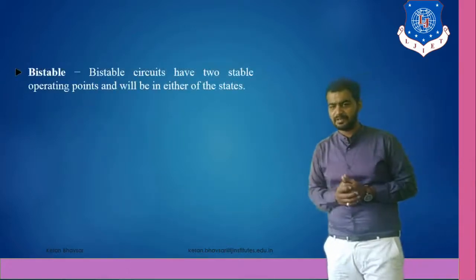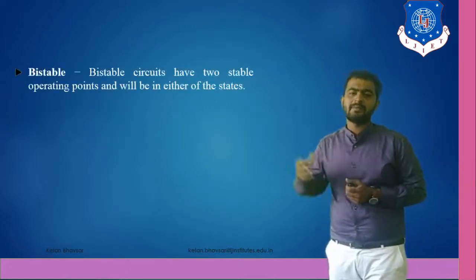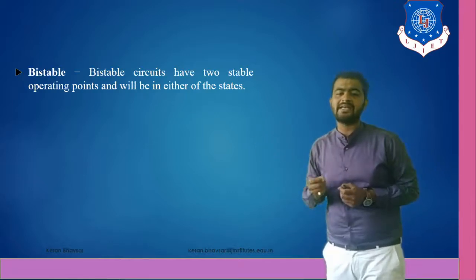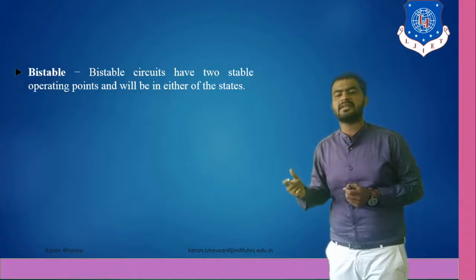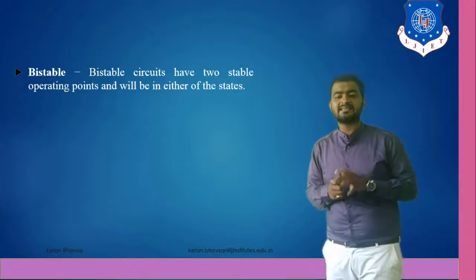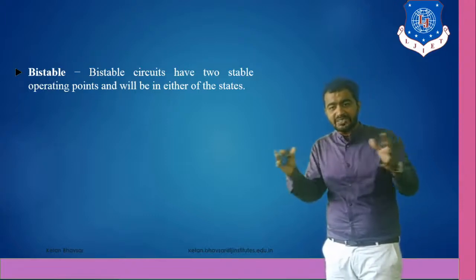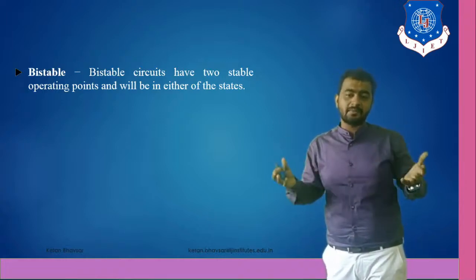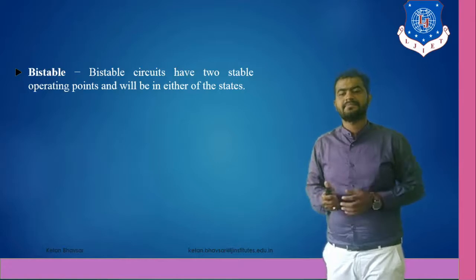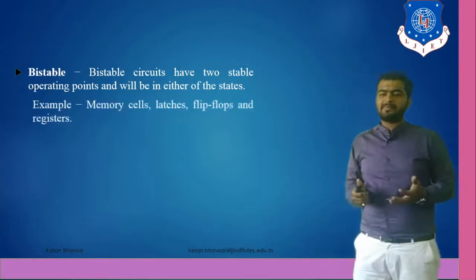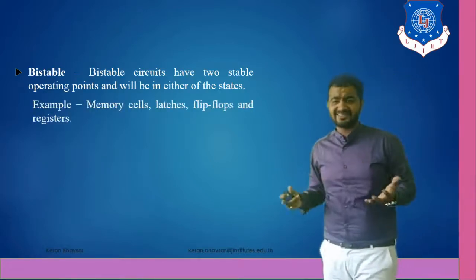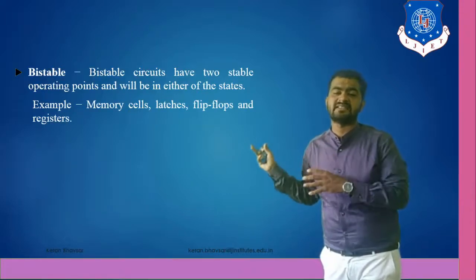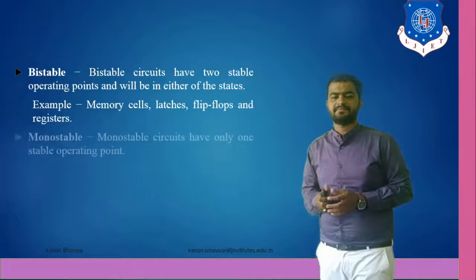Now first, the bistable. What is bistable? The bistable circuit has two stable operating points and it can be in either state. Means we can say that in the bistable circuit we focus on two types of state, the stable operating points. Examples like the flip-flop, register, memory cell, all these types of circuit are examples of bistable circuits.